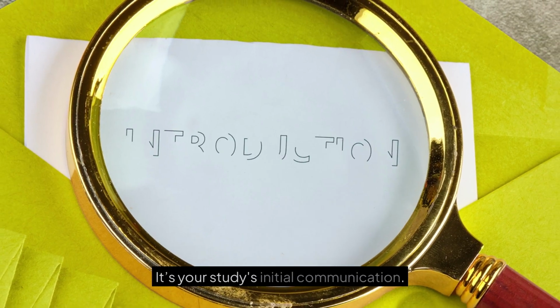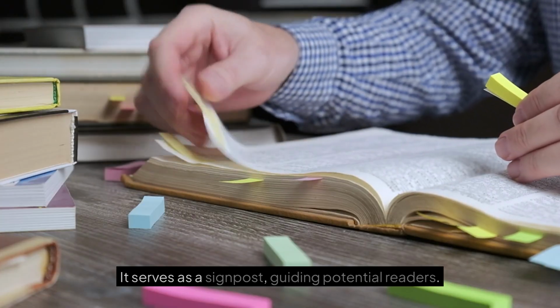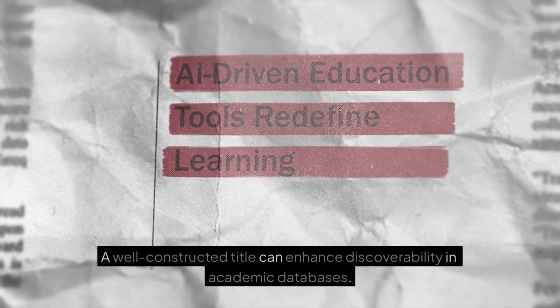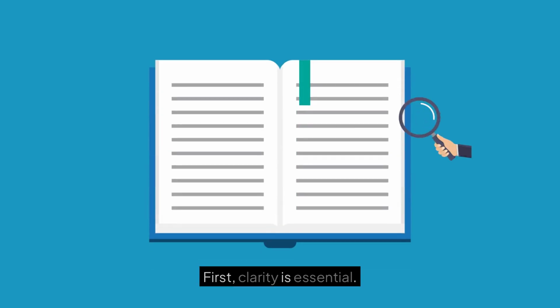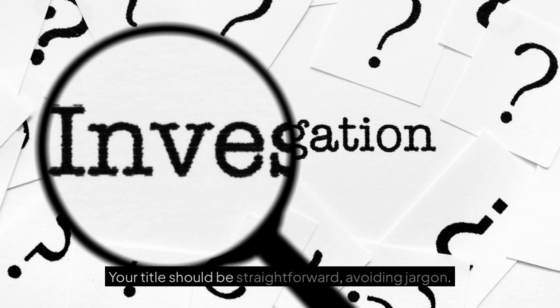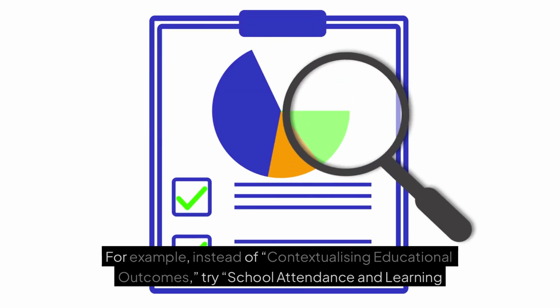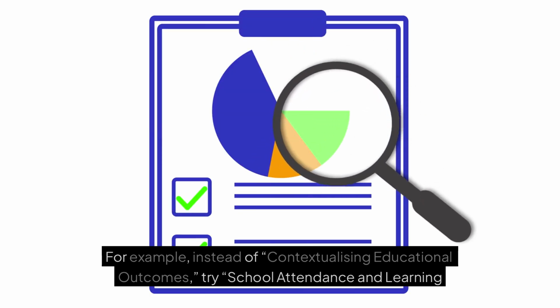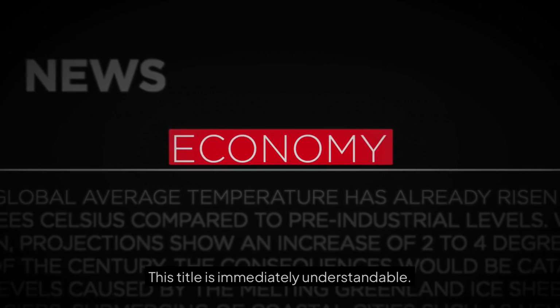It's your study's initial communication. It serves as a signpost guiding potential readers. A well-constructed title can enhance discoverability in academic databases. First, clarity is essential. Your title should be straightforward, avoiding jargon. For example, instead of "contextualizing educational outcomes," try "school attendance and learning outcomes in Zambia." This title is immediately understandable.